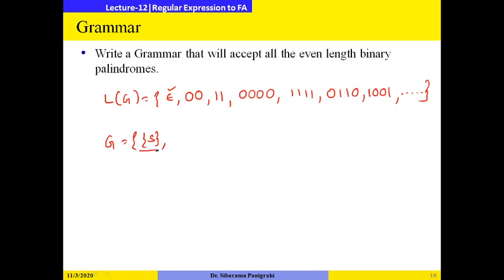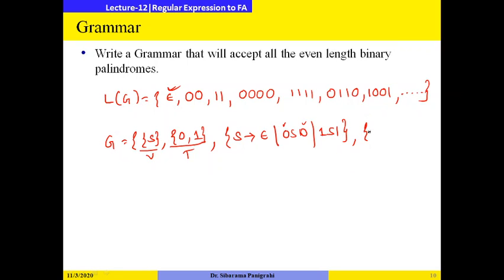Now B, this is B. Next T, T is nothing but terminal. The 0 and 1 will be the terminals. Next P. So what should be the P? S gives epsilon. So you will get epsilon from here. Next S gives 0S1, 0S0. If you are getting a 0 from the beginning, you should have a 0 towards the end. Similarly, 1S1. So this much will be quite efficient to represent all the even length binary palindromes.